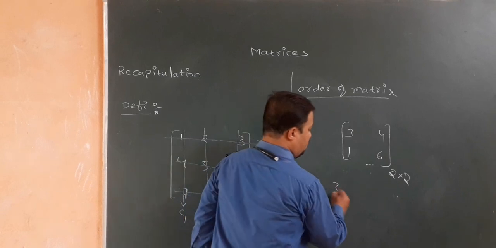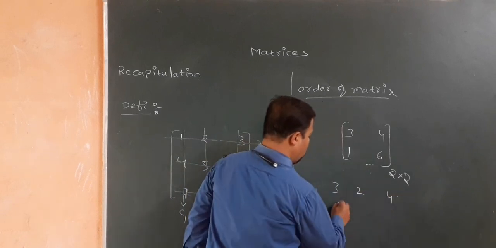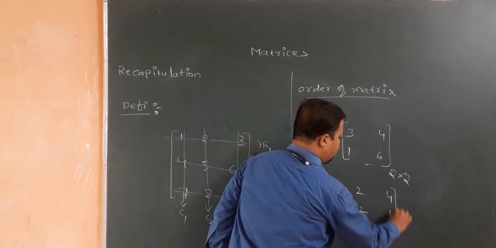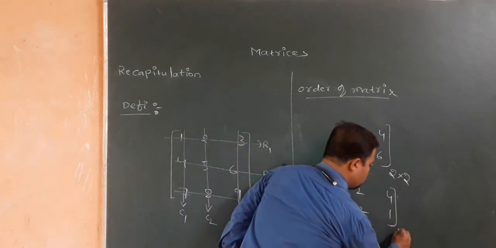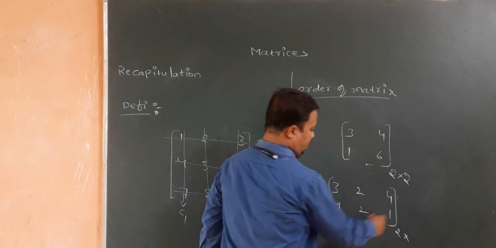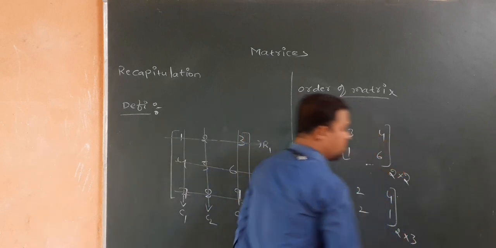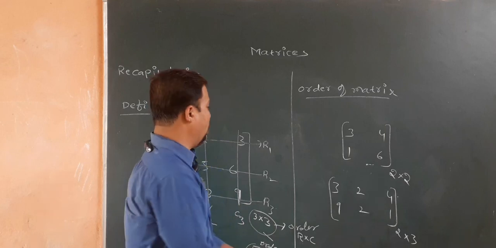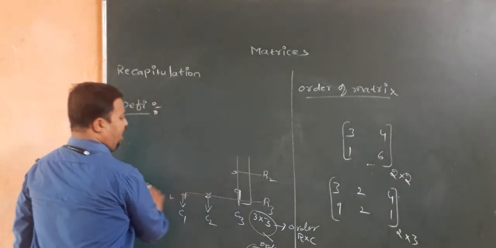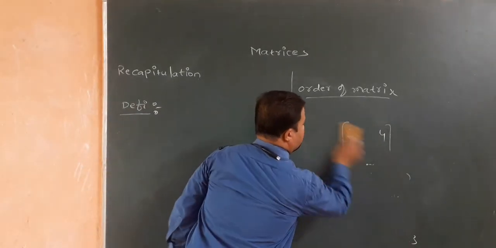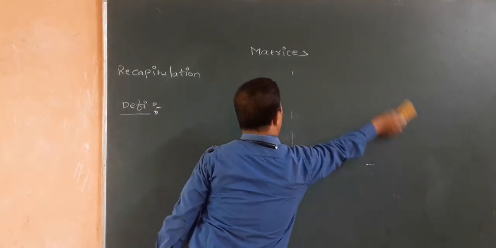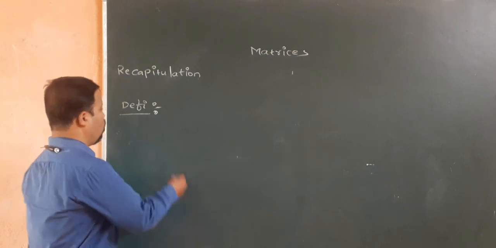Similarly, I can write 3, 2, 4, 9, 2, 1. You can see here, how many rows are there? 2 rows, first row, second row. How many columns? 3 columns. So this is the order of the matrix. Now we will write in general the elements of the matrix. In general, the order is represented by n cross m, where n is the number of rows and m is the number of columns.